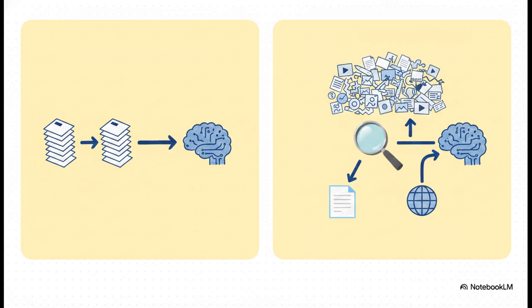Corrective RAG adds this brilliant retrieval evaluator step. Before it ever generates an answer, it scores the retrieved documents. If the confidence is too low, it immediately triggers corrective actions, like filtering out irrelevant details or even running a fallback web search. It's basically a bouncer, ensuring the AI doesn't generate an answer based on garbage data.